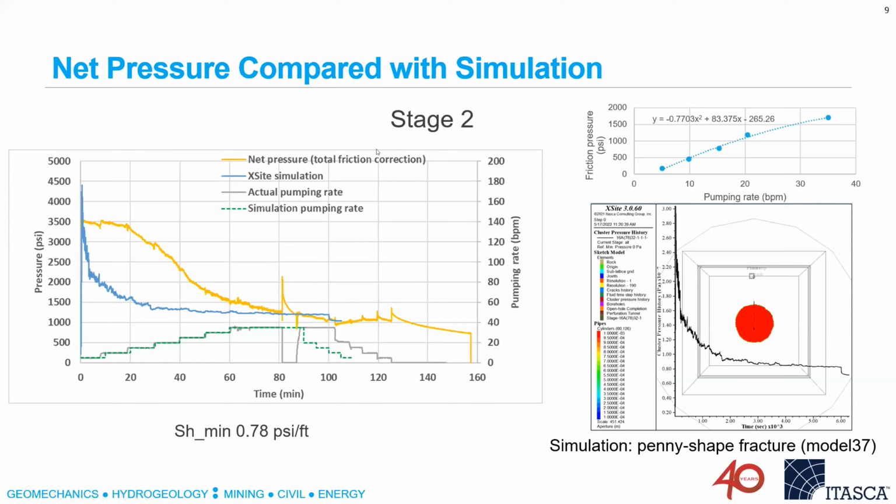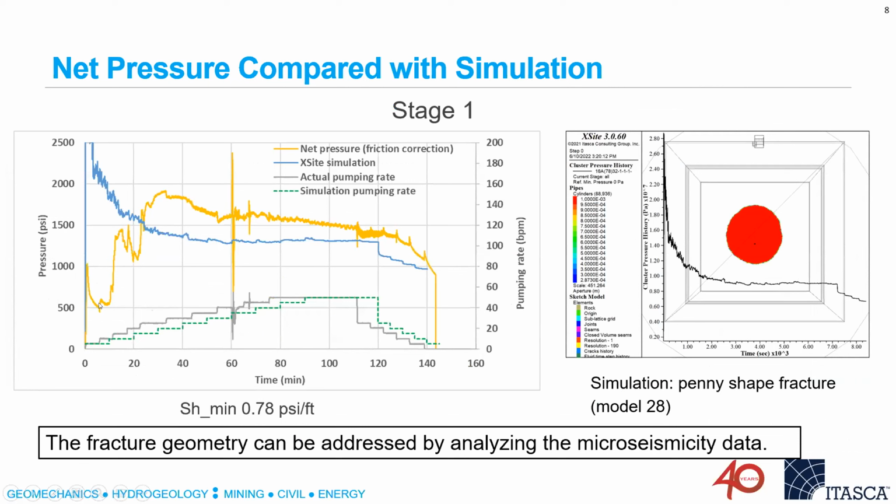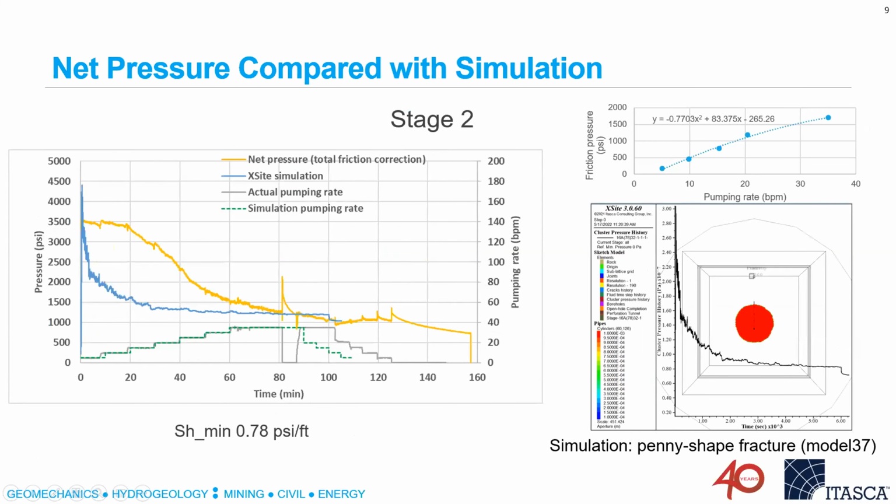So we believe there's something related to the completion. In the open hole section, at the beginning we don't have such high net pressure. Think about that. From stage 1 and stage 2, they have the same pumping rate, 5 barrels per minute, and the same fluid, silica water. The only difference is the completion. In stage 1, we are in open hole, and in stage 2, we are in the perforated casing section. So the completion must contribute to this high net pressure.